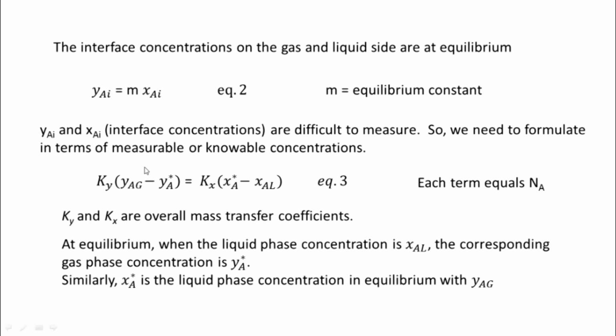Right? So these are not actual quantities in terms of existing quantities, but these are conceptual quantities. They can be measured under conditions of equilibrium, but under those conditions under which transport is taking place, these are conceptual quantities. So Ya star is nothing but m times XAL in terms of the same equilibrium constant, equation 4.